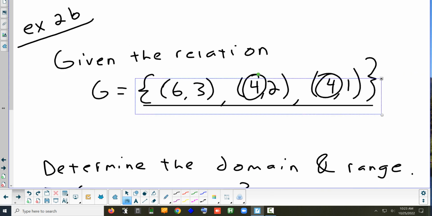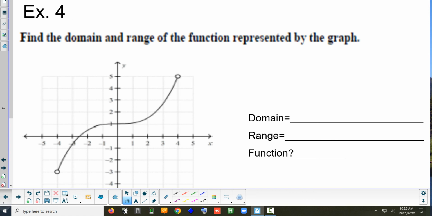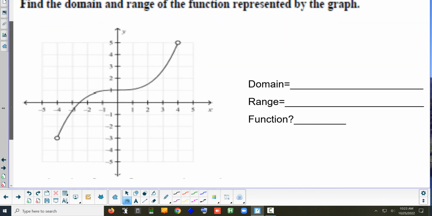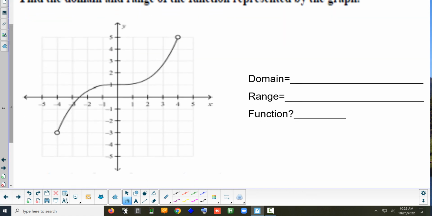So let's try another example. I think this one is on your guided notes. Let's start with the easy question first, which is: is this a function? So imagine dragging that vertical line through, and I'd like you to tell me if it would ever hit more than once. Think about that. If it doesn't hit more than once, we're good. It's a function. If it hits it twice, no good. Not a function. What do you think?